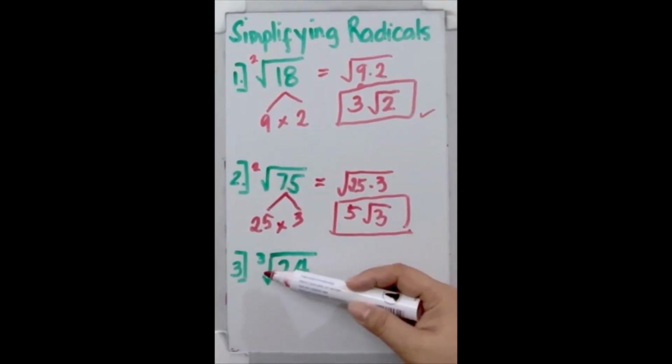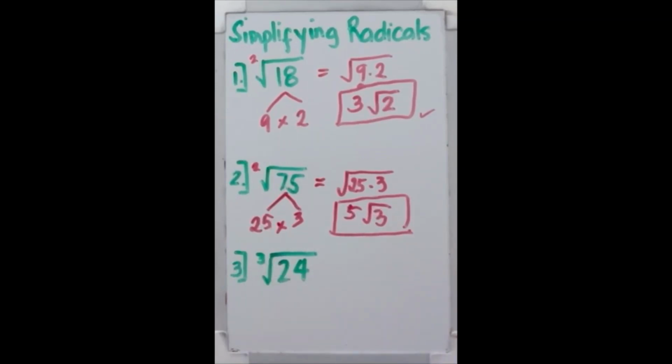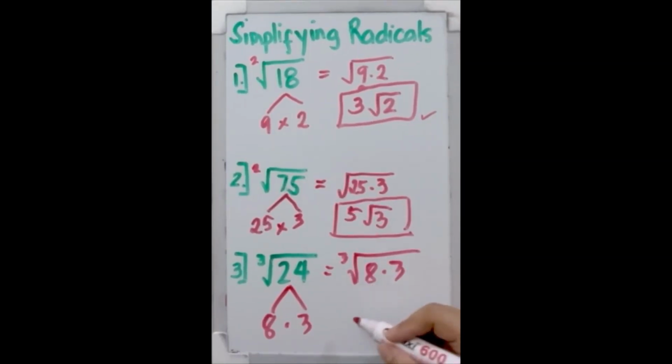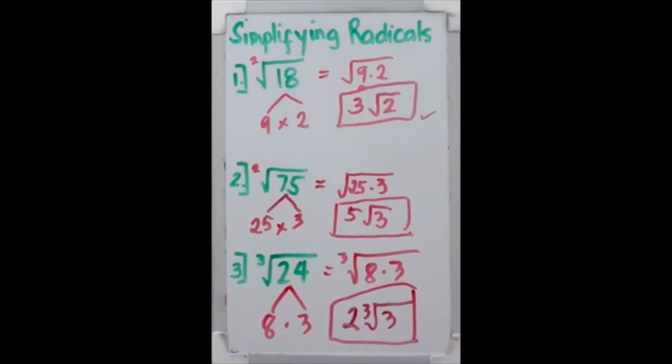Our third example is cube root of 24. This time we have a cube root. So getting the factors of 24, we have here 8 and 3. 8 times 3 is 24. Rewriting, this is equal to the cube root of 8 times 3. Now if we get the cube root of 8, this would be equal to 2, because if we multiply 2 by itself 3 times, that's 2 times 2, 4. 4 times 2 is 8. Then we will just copy the cube root of 3. So cube root of 24 is equal to 2 cube root of 3.